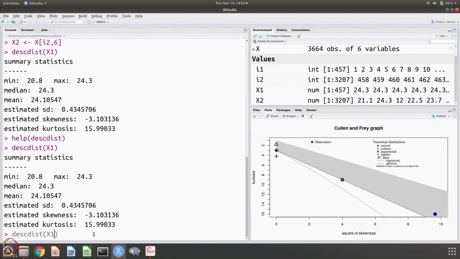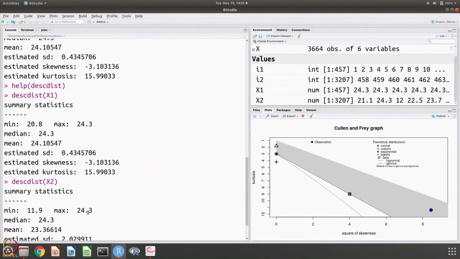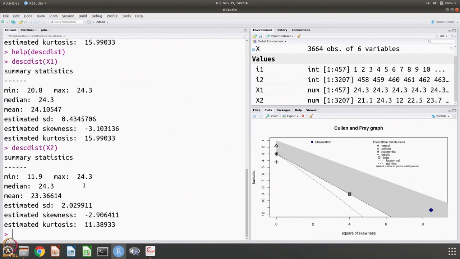So, let us do this same thing for the grain size data for phase 2. Again, we see that this has a much larger range. Minimum is 11.9, maximum is 24.3, median is again 24.3. So, you can see that the median is the same, and the mean is also quite close. It is 23.4, and standard deviation is about 2. So, it is 23.4 plus or minus 2, and this is 24.1 plus or minus 0.4.